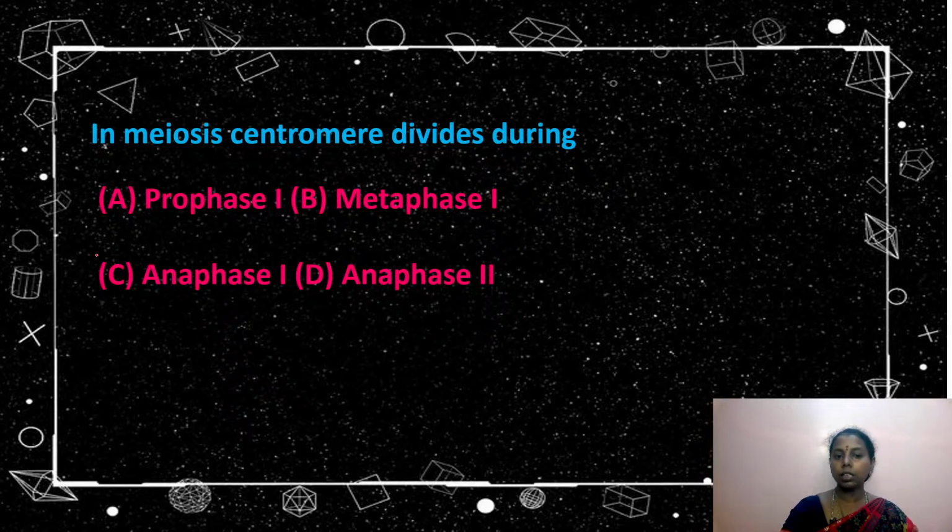So in meiosis, centromere divides during dash phase. Tarunika answered D.